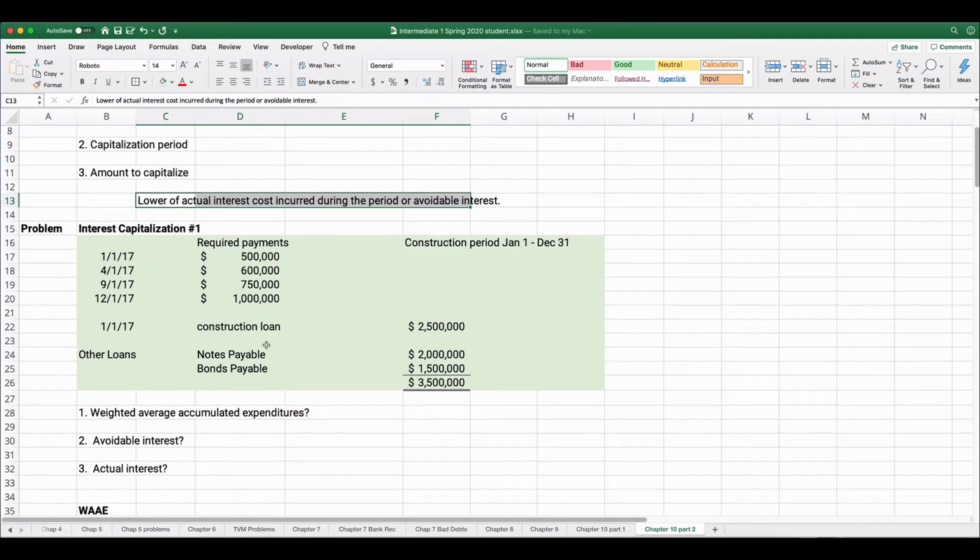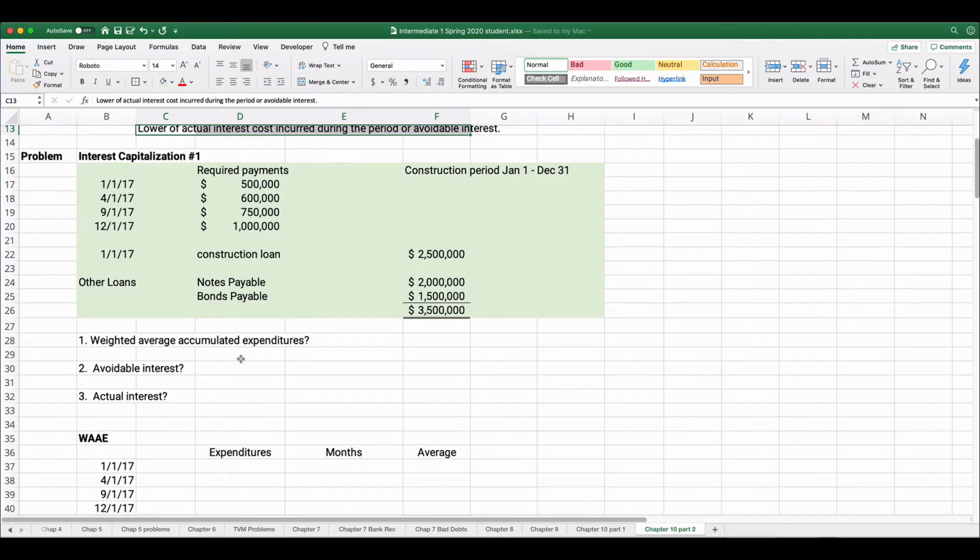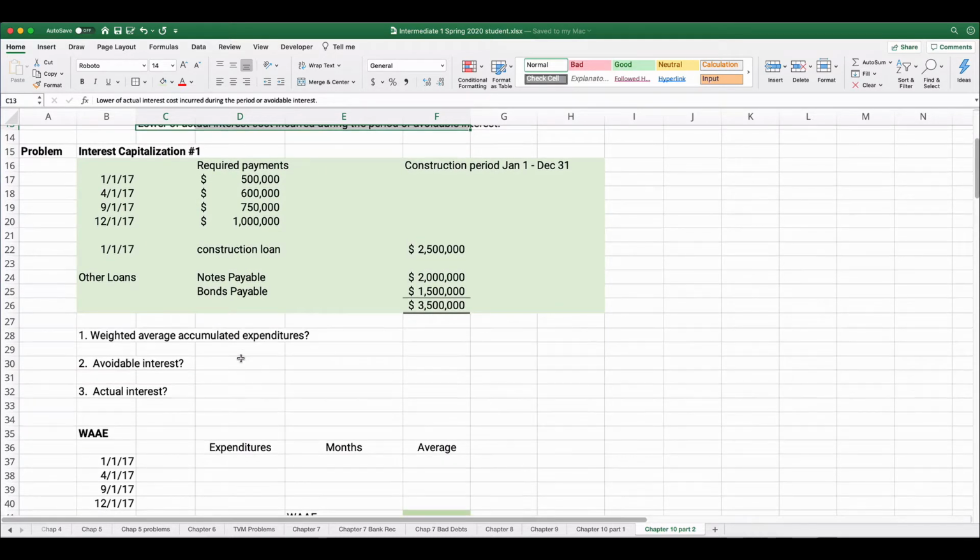So let's do two little shorter problems. That first problem had a 2-year kind of window. So let's do this problem of interest capitalization. Let's say we know the following information. The construction period is from January 1 to December 31st, for 12 months. The required payments are going to be $500,000 and then $600,000 and then $750,000 and then $1 million. So it looks like the total is going to be $2,850,000.